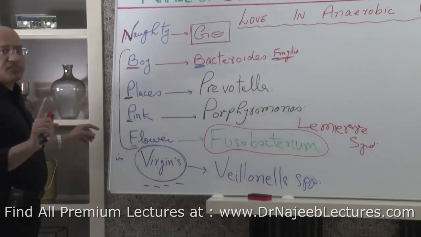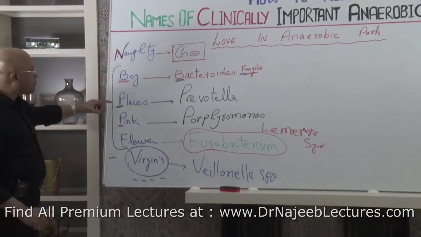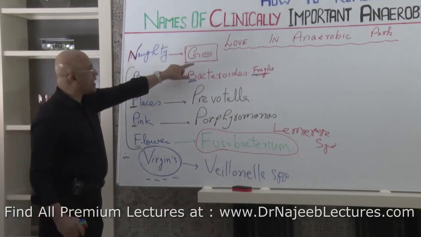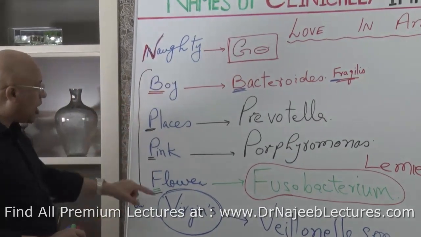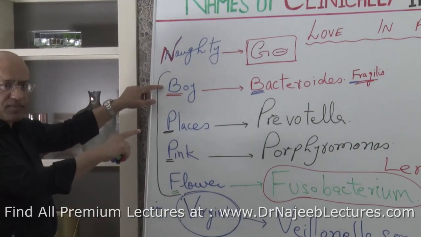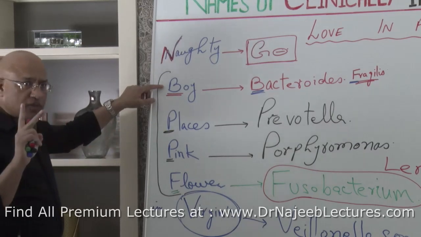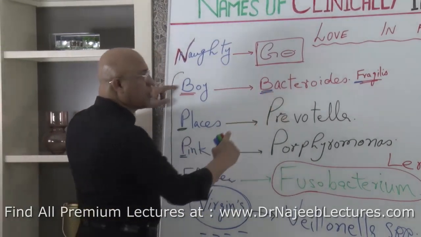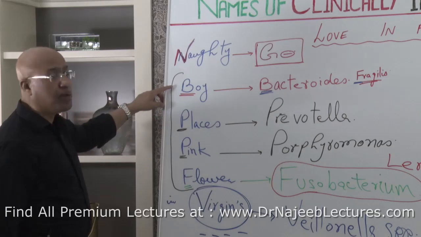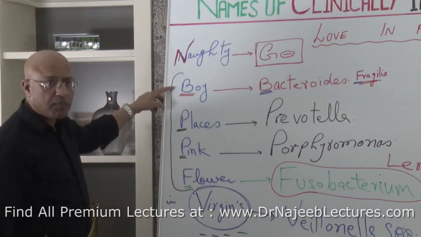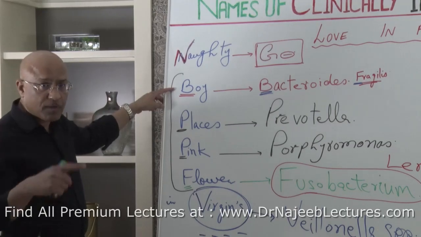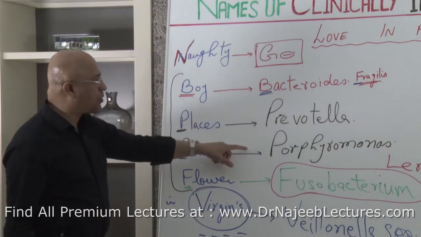Now listen, it was our first sentence. What was our first sentence? Naughty boy places pink flower in virgin's hair, right? So naughty means gram negative. We are talking about anaerobes, so in this line all of them are gram-negative anaerobes. Number one thing. Number two, B stands for Bacteroides fragilis, right? And I told you three things about this. Number one, Bacteroides fragilis is the most common anaerobe isolated from intra-abdominal infections. Number two, it is the most common anaerobic bacterium isolated from bacteremia patients. And thirdly, I told you that Bacteroides fragilis has a very, very virulent capsule.